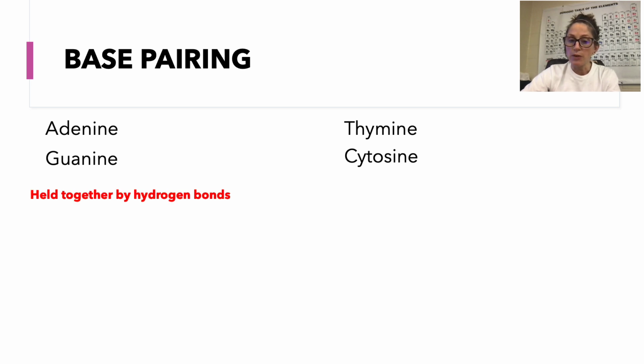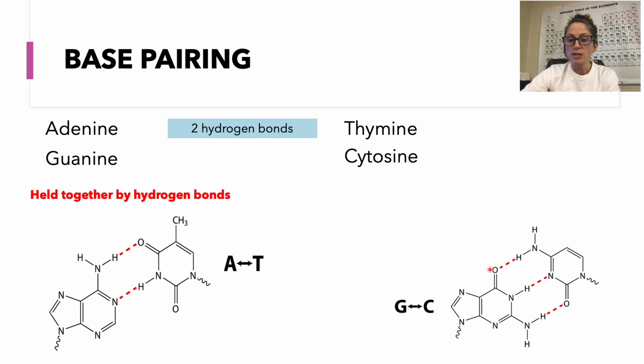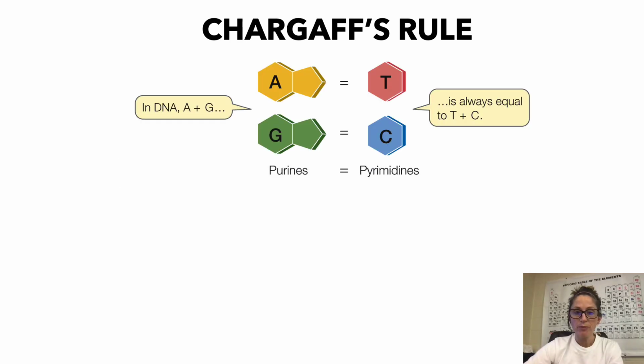These are held together through hydrogen bonds. Let's look at each pair. If we have adenine binding with thymine, we see 2 hydrogen bonds here. Whereas we have cytosine and guanine, and they have 3 hydrogen bonds. That's one way to see the difference in the structure, and it's going to become very important in the behavior of DNA.